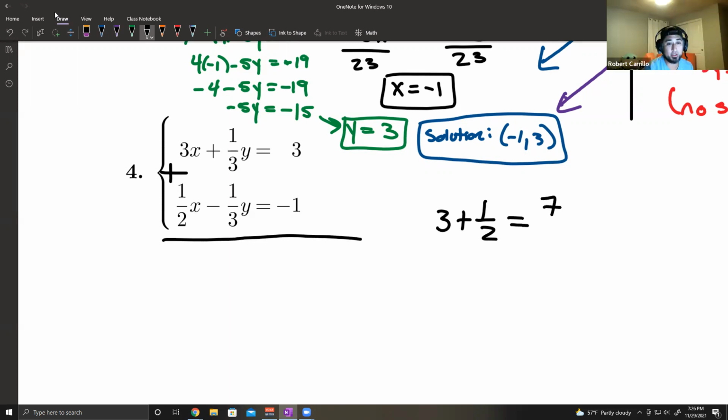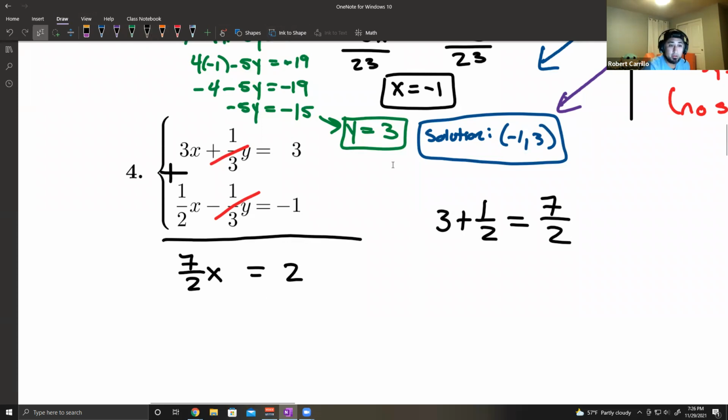I heard 7/2. Yes. Good, good. Because remember, 3 times 2 is 6, plus 1 is 7. All right, so 7/2. So down here drops 7/2 x, and my 1/3 y's will cancel. Equal to 3 plus -1, which gives me 2.